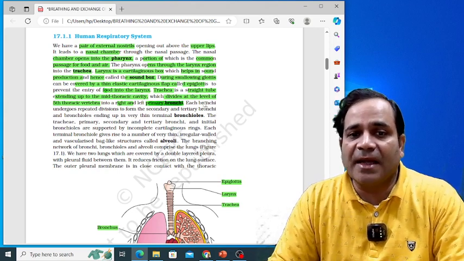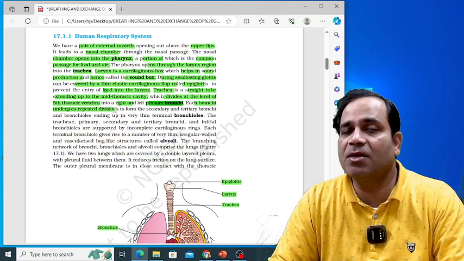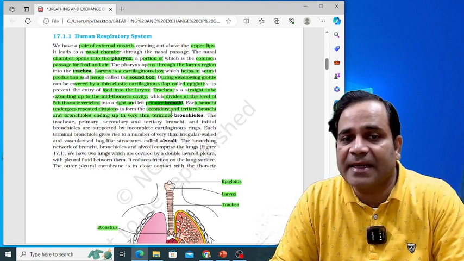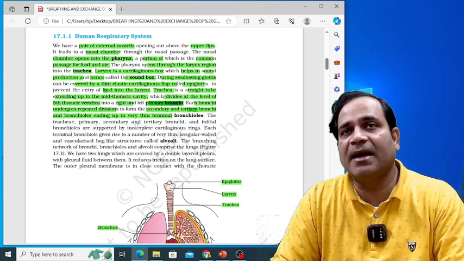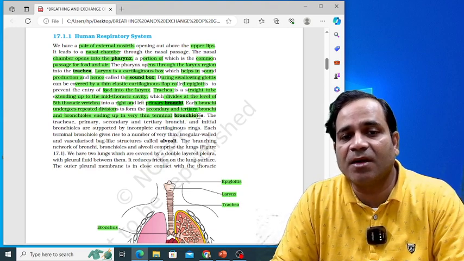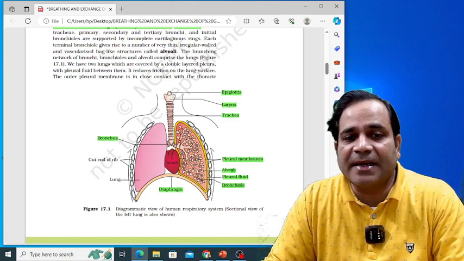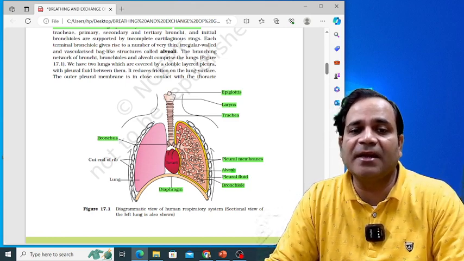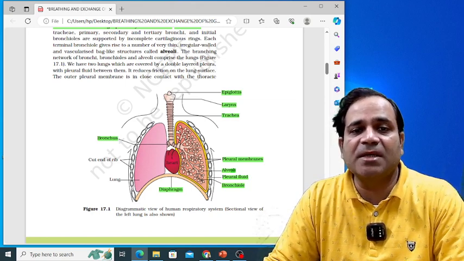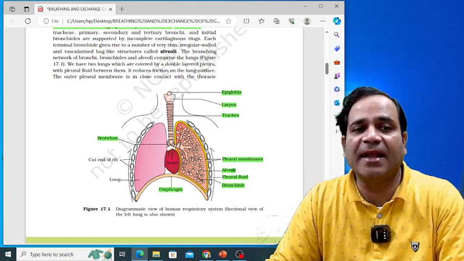Okay, so now each bronchus undergoes repeated division. There are so many repeated divisions, forming the secondary and tertiary bronchi and bronchioles, which end in thin terminal bronchioles. See here in this diagram, this is the primary, this one is the secondary and tertiary branches, and finally these tertiary branches end in a small muscular bag-like or sac-like structure, my dear, known as alveoli. Yes or no?